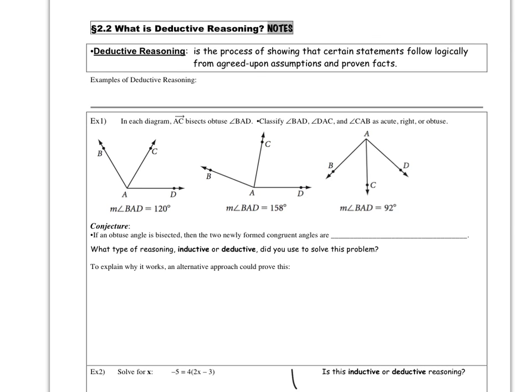If you're confused, the very first thing, reading, it says AC bisects angle BAD. Well, if BAD is 120, what's BAC? 60. Done. Is 60 degrees acute, obtuse, or right? If AC bisects, what's CAD? What's its degree measure? 60 degrees. Is that acute, obtuse, or right? It's acute. And 120, is that acute, obtuse, or right?